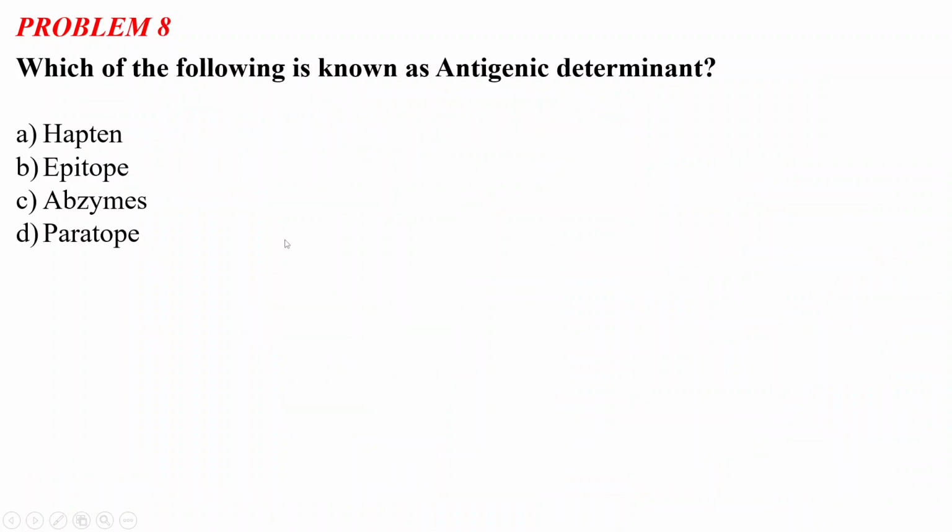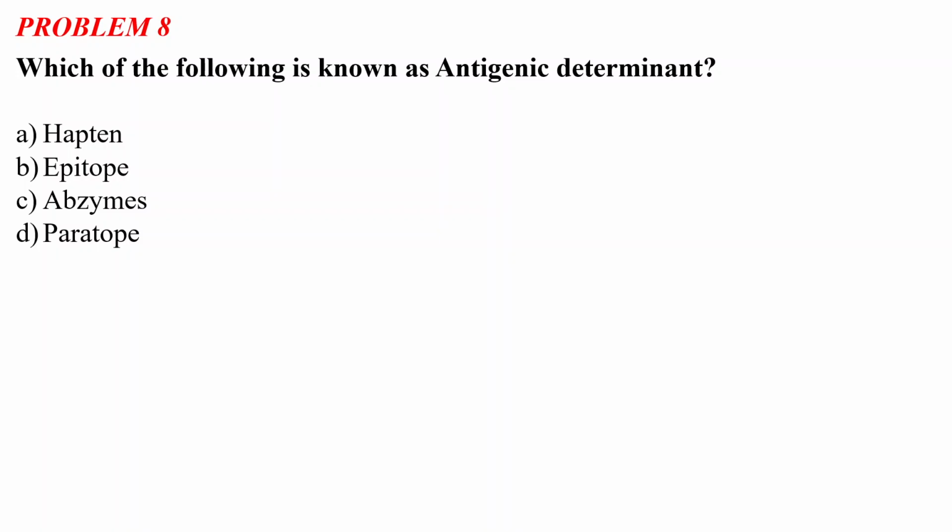Yeah. So, the next problem is: which of the following is known as antigenic determinant? Now, antigens are the foreign particles which are entering our body, and there is something in that antigen which can be determined by the antibodies which are generated in our body by B cells. So, we know that this antigen-antibody interaction is responsible for the immune response in our body when we are infected with some foreign particles, some bacteria or other things.